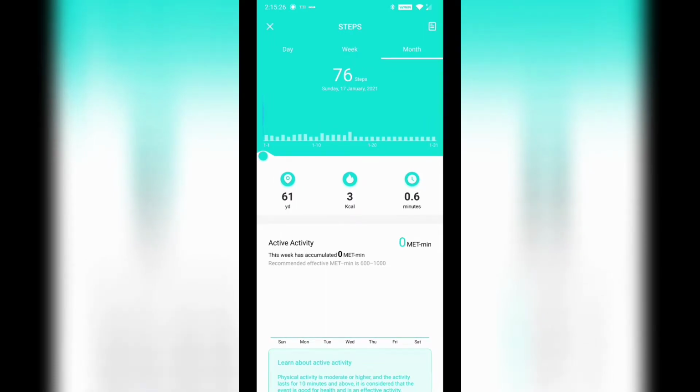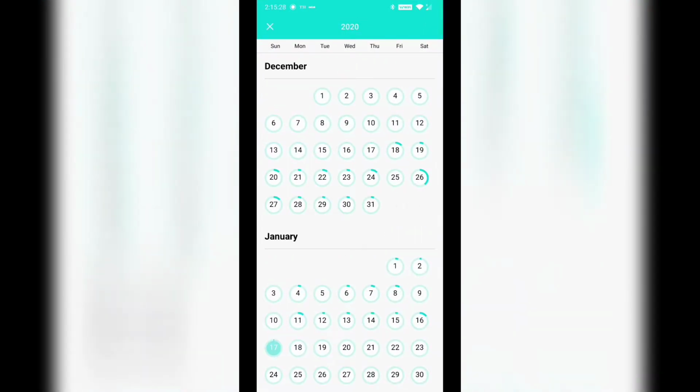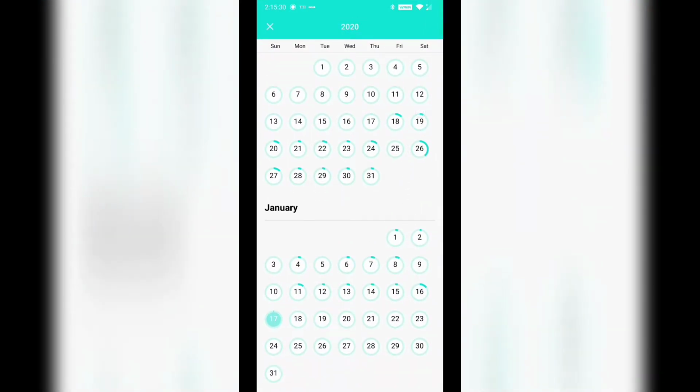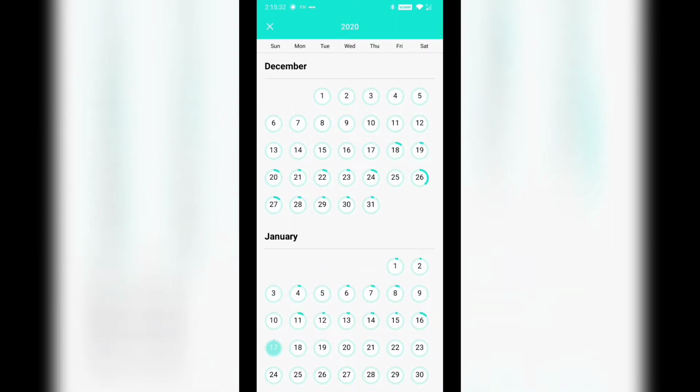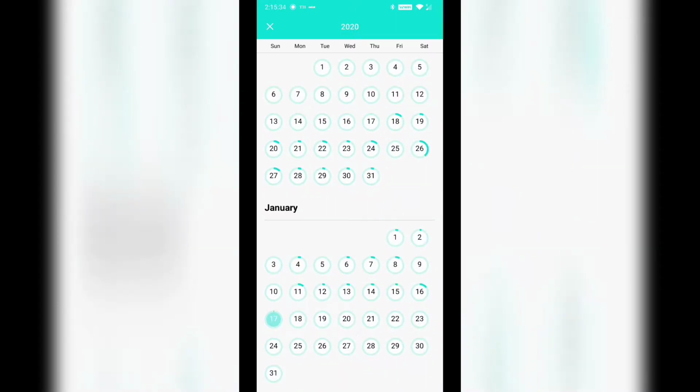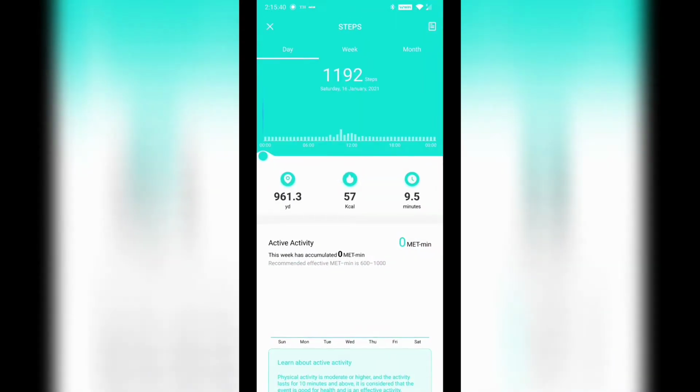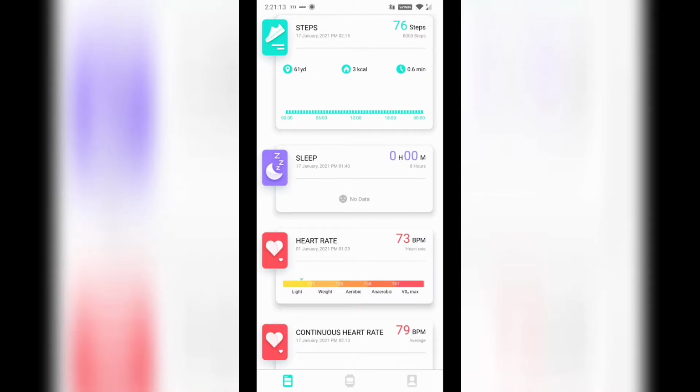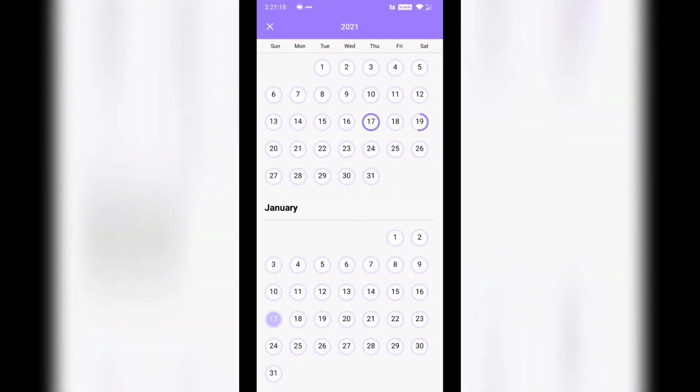We have to select the button at the top right-hand side, the record. Select the report and then you can get it calendar-wise. December, January, it's showing it. Actually I purchased this watch on the 18th, so from that day only I have the record. See, yesterday I walked around 1192 steps. Yesterday my walking was more.